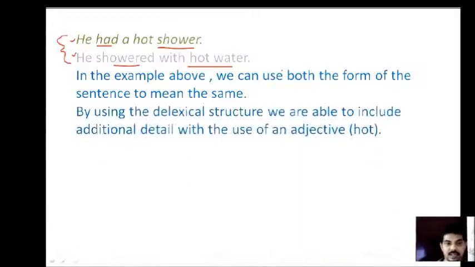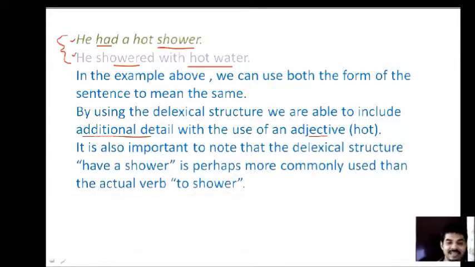It's not like this. Then by using delexical structure, we are able to include additional detail with the use of an adjective, hot. So additional detail with an adjective. This point is also very much essential for delexical structures. Then comes, it is also important to note that the delexical structure have a shower is perhaps more commonly used than the actual verb to shower.